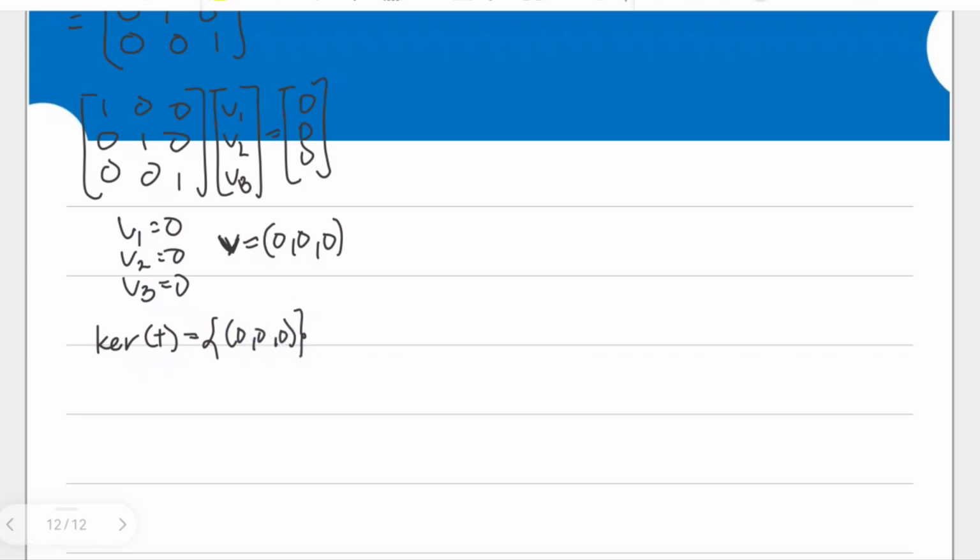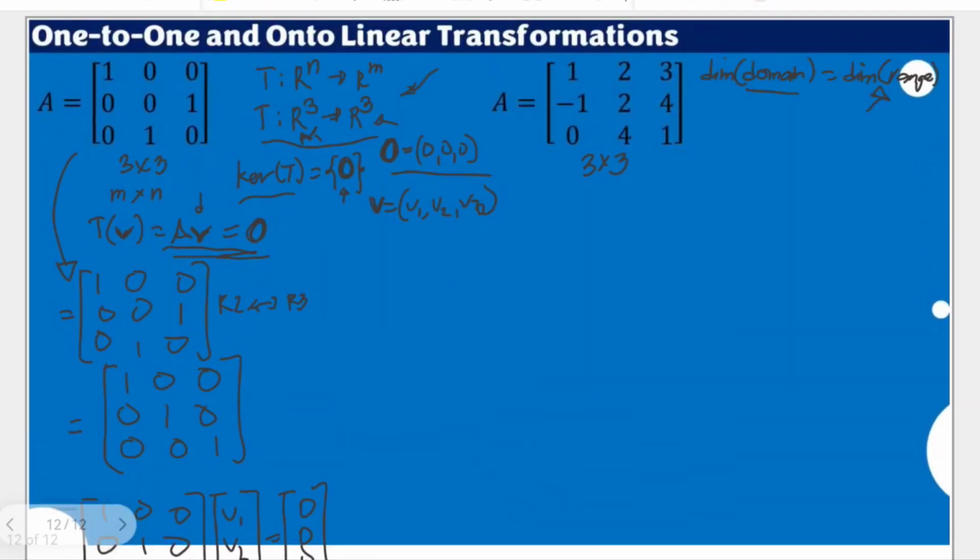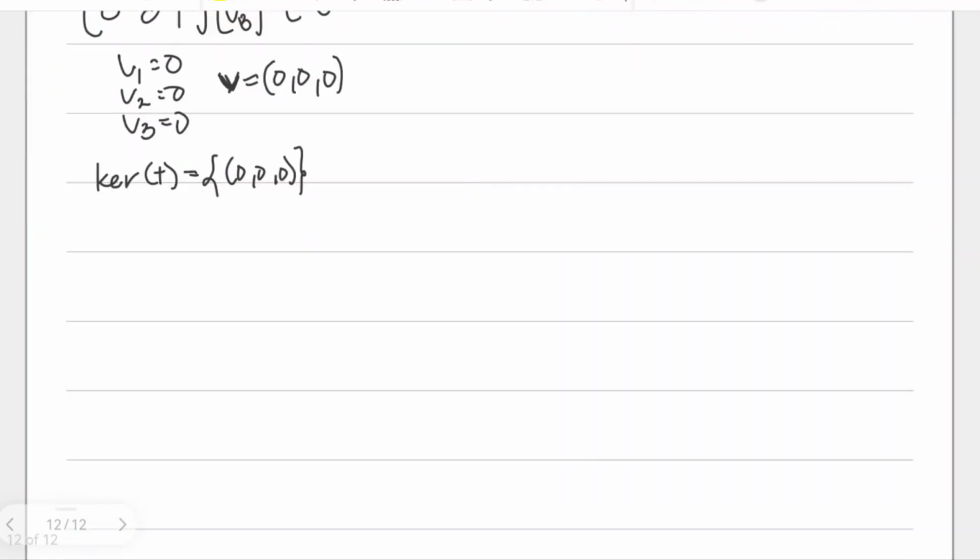Now, once we reach this, this is the condition for the one-to-one linear transformation. So when the kernel is equal to the zero vector itself, this is automatically a one-to-one linear transformation. So we're done with this.